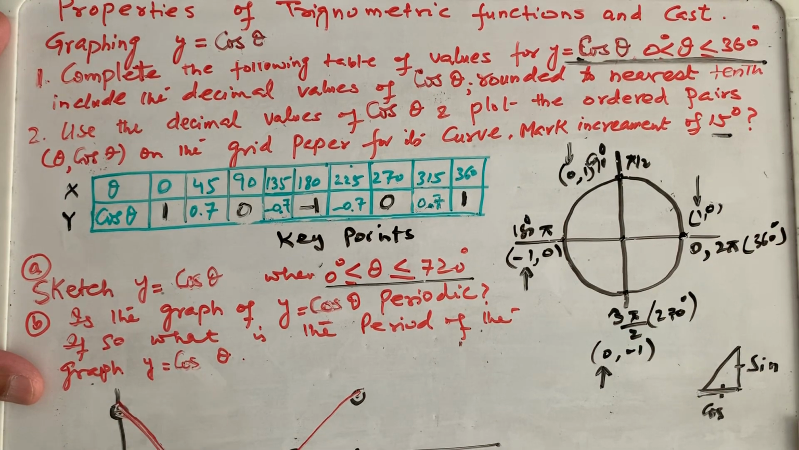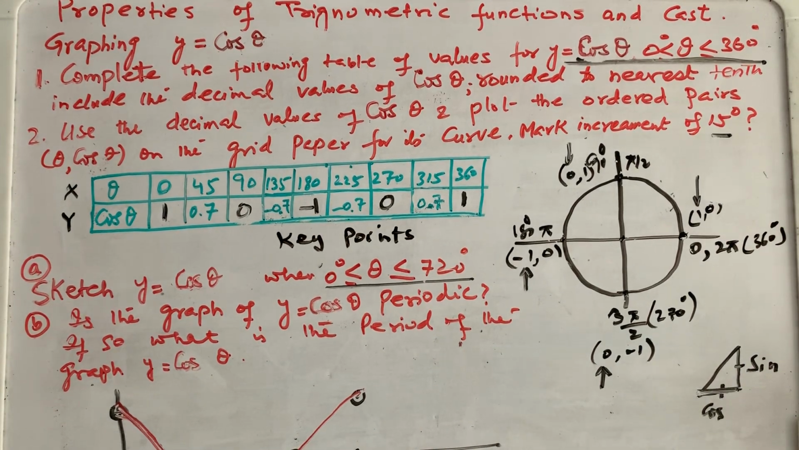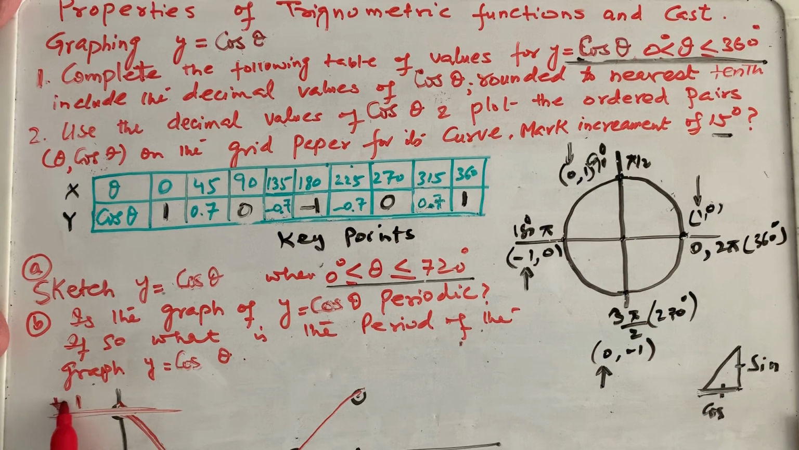What is the maximum value? We will answer all those questions which we did in the last exercise. What is the maximum value of the curve? The maximum value of the curve is 1. What is the minimum value of the curve? My minimum value is minus 1. What is the amplitude? Amplitude is 1 because this point is 1, right? So all my answers are here: maximum value 1, amplitude 1, and minimum value minus 1.